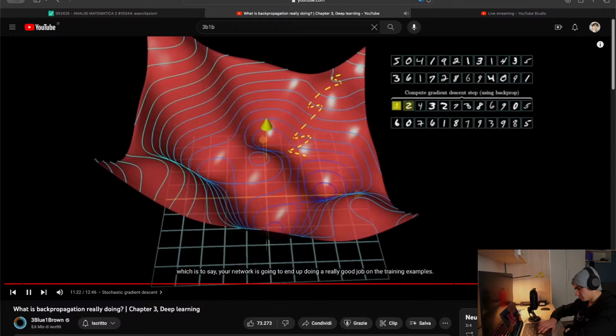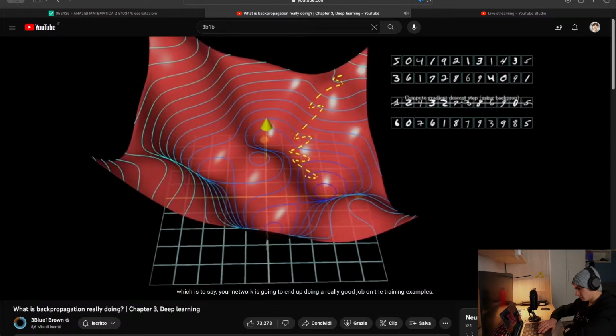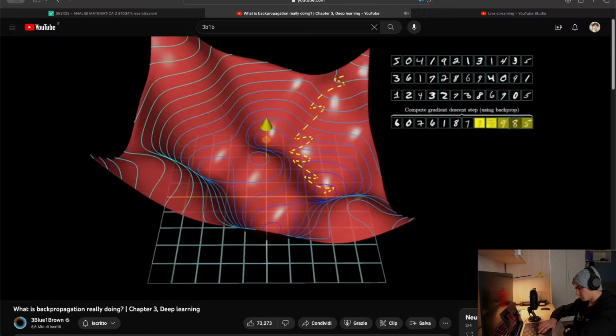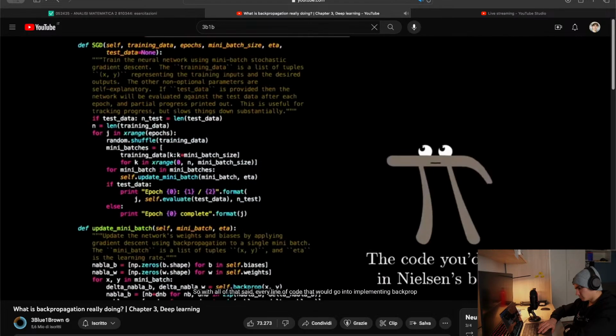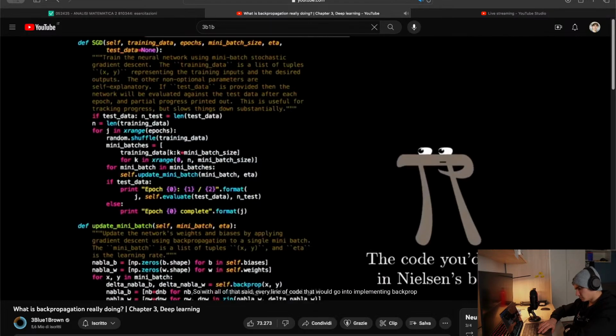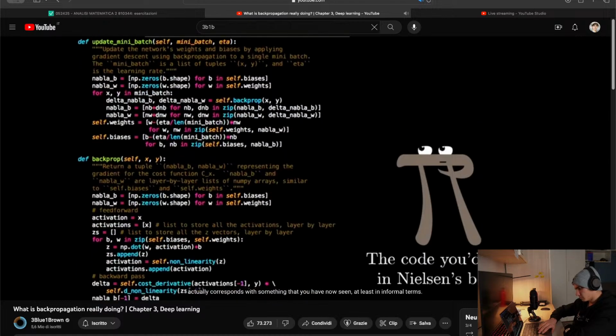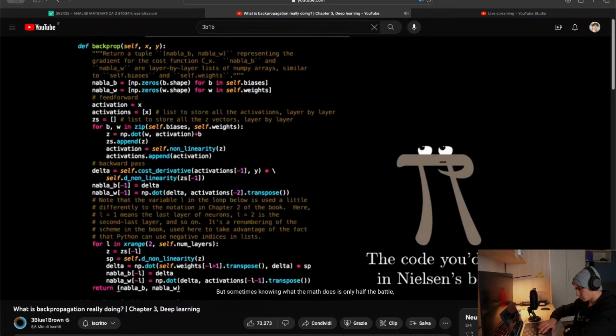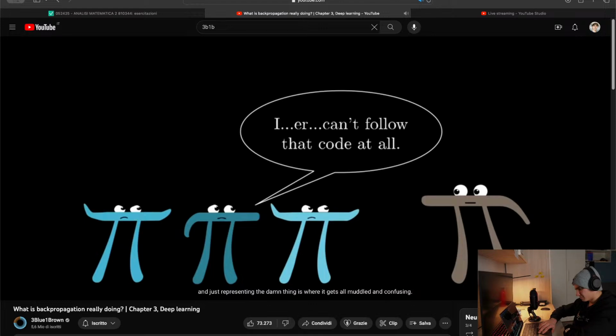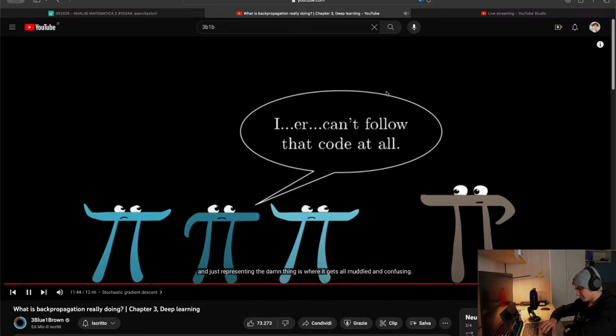Which is to say, your network is going to end up doing a really good job on the training examples. So with all of that said, every line of code that would go into implementing backprop actually corresponds with something that you have now seen, at least in informal terms. But sometimes knowing what the math does is only half the battle, and just representing the damn thing is where it gets all muddled and confusing.